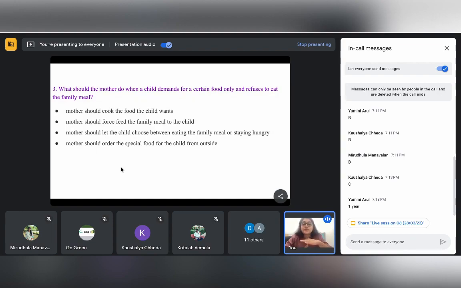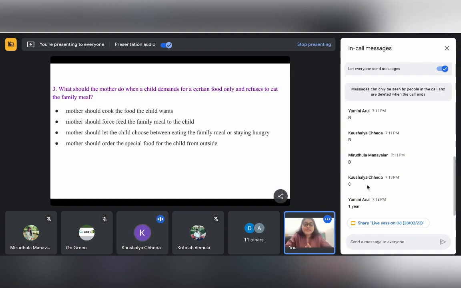So at the stage of 1 year, when the child is 1 year old, at that time we can start giving the child the same kind of food that the entire family is eating, right? So that is the family meal. Now, what if the child refuses to eat the food that the family, or the other members of the family, are eating? So definitely here, it shouldn't be the decision made by the child, but the decision made by the mother, right? So anybody with the answer?